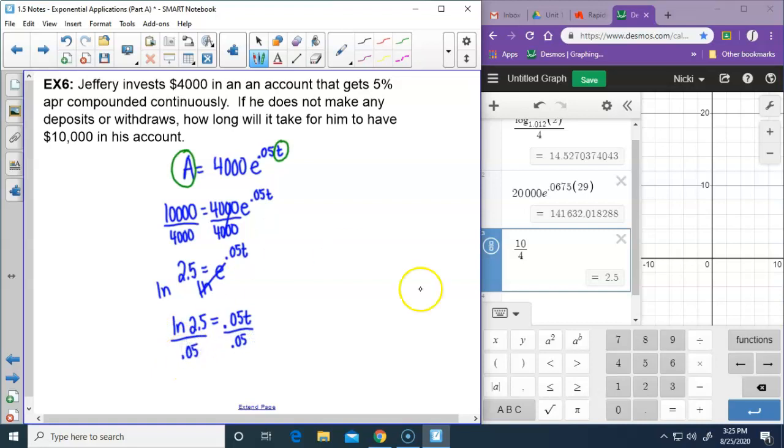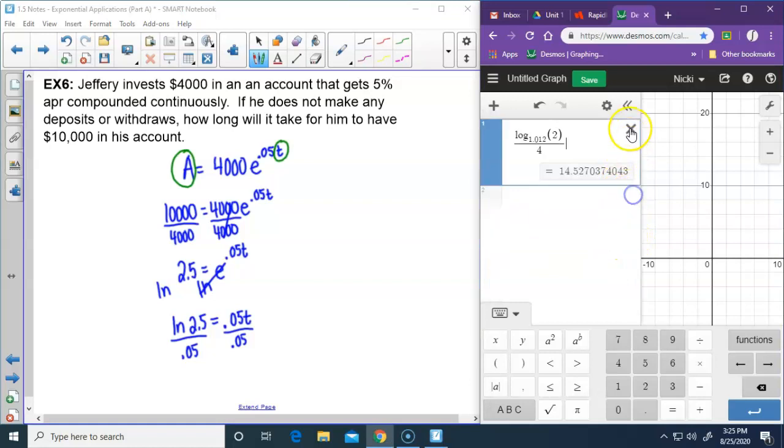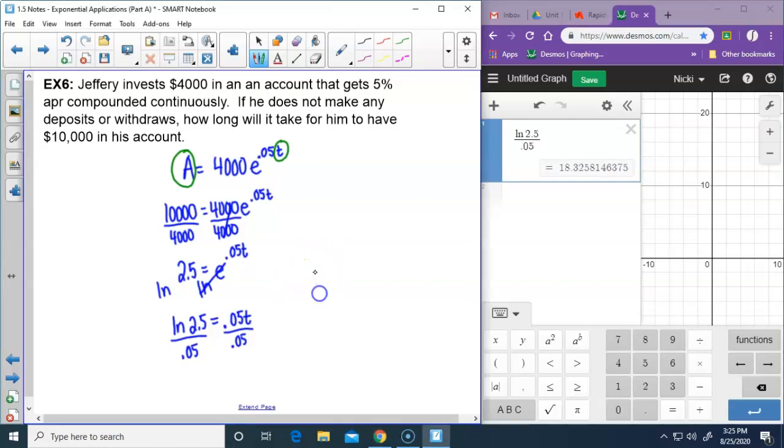And I'm going to type that into Desmos over here. So natural log of 2.5 divided by 0.05 is going to give us a T of 18.326 years. So in this particular account, if you needed $10,000, it would take you 18.326 years to get that.